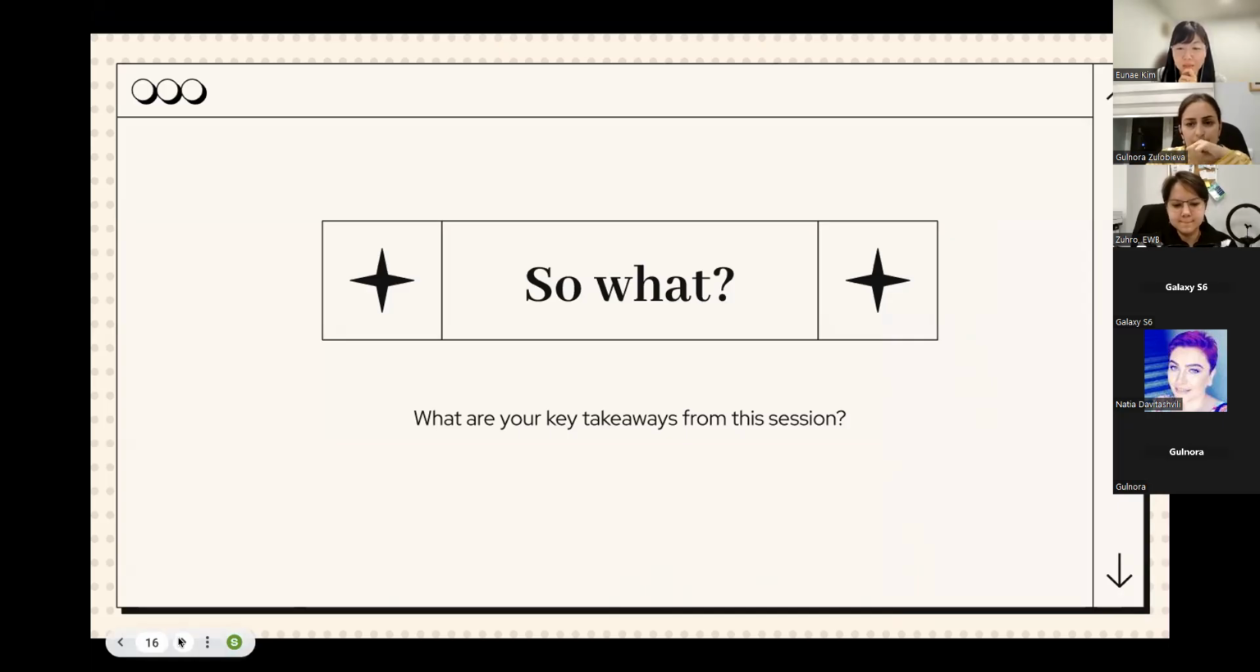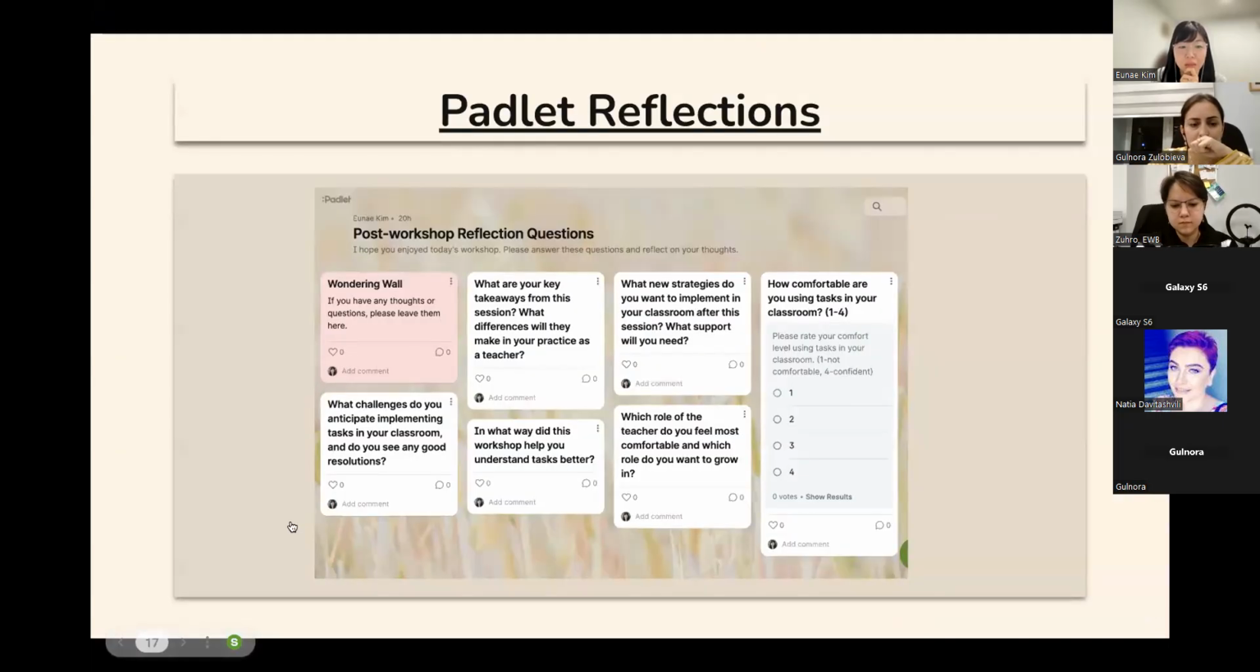But here are some questions. If it's hard to use the Padlet, you can just type them on the chat, no problem.